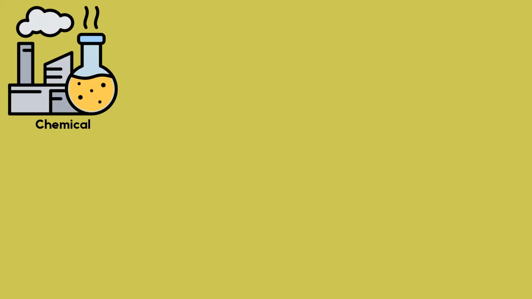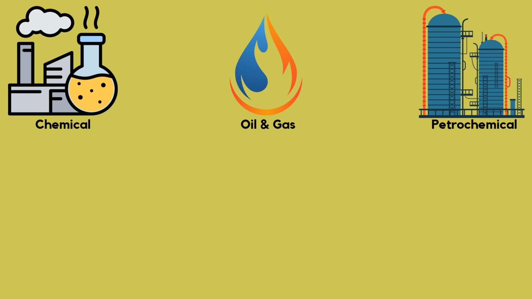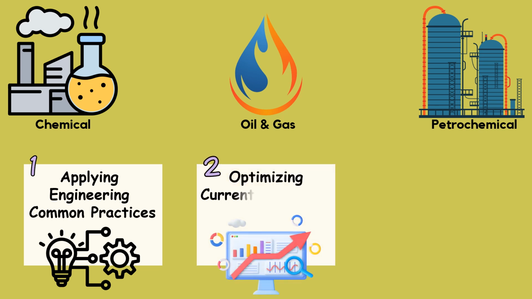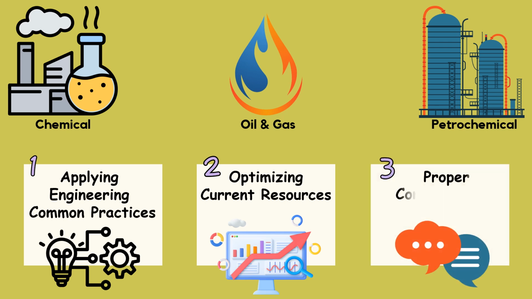In the chemical, oil and gas, or petrochemical industry, project execution is a complicated process that requires applying engineering common practices and optimizing current resources, not just budget and time frame, but also making use of available utilities and considering existing engineering constraints, and proper communication between project stakeholders and engineering disciplines. So let's talk about each of these.